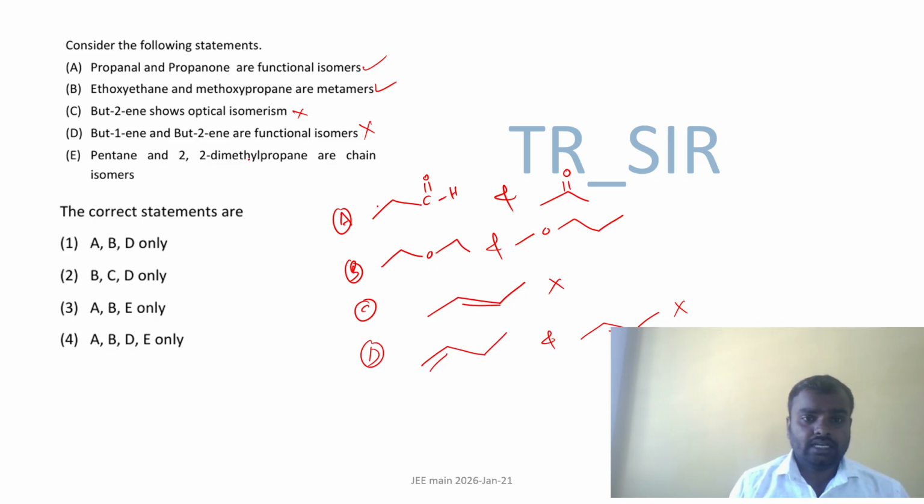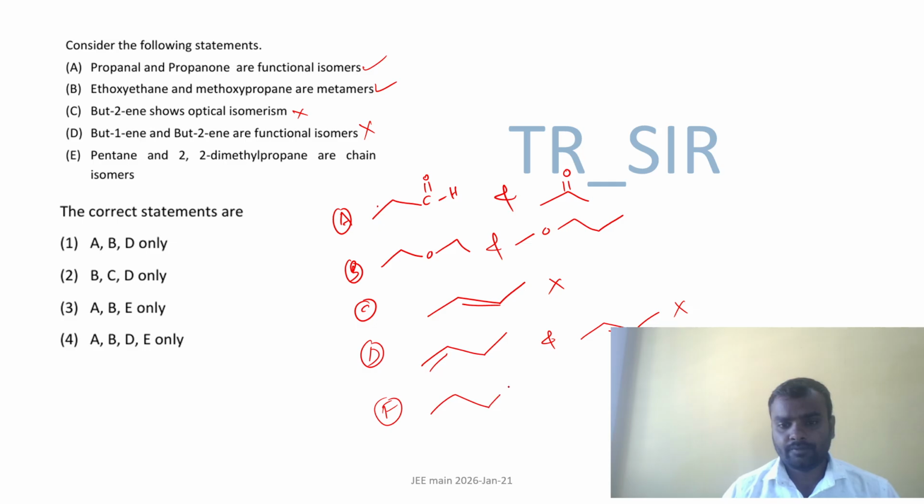Now, pentane and 2,2-dimethylpropane are chain isomers. So in E we have pentane, carbons 1, 2, 3, and 2,2-dimethylpropane. These are the chain isomers. The chain is different. So A, B, E are correct. C and D are wrong.